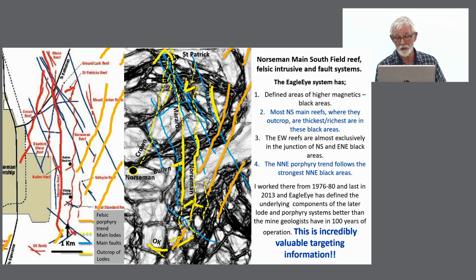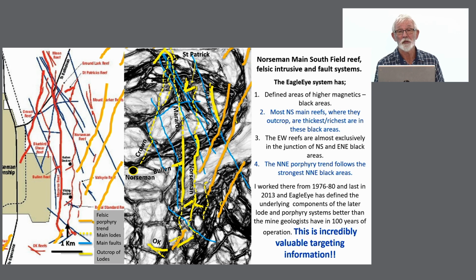One thing that is interesting, though, is that the areas where they outcrop and the very highest grade areas are all in the black, or on the junction of black areas and the white areas. You just don't find ore out in these areas. I mean, that is tremendously important targeting information. And I can do this with any field, gold field or copper field on Earth, so it's not just restricted to Norseman.